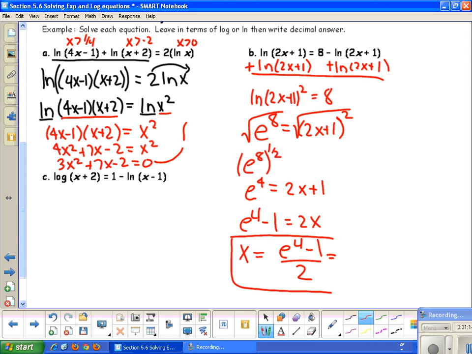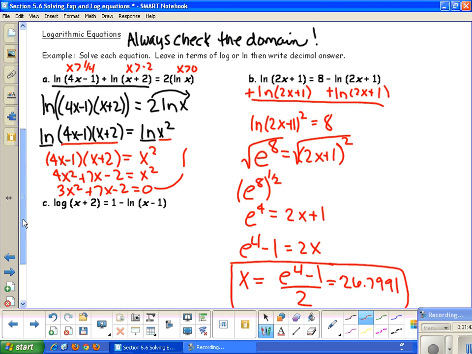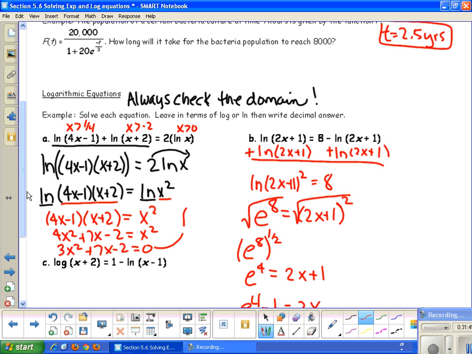If I plug e to the 4th minus 1 divided by 2 into my calculator, I get 26.7991. That would be one of my solutions. And remember, I said when you take away an even power, you need plus or minus your answer. But I know my other answer is going to be negative, and I can't take the natural log of a negative number. Even up here, I have to check to make sure my domain fits. So here, x has to be greater than negative 1/2, and same thing for this one.